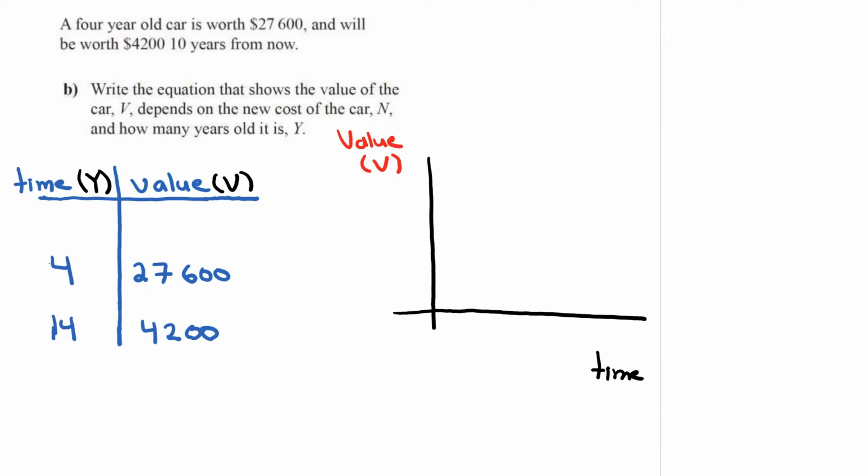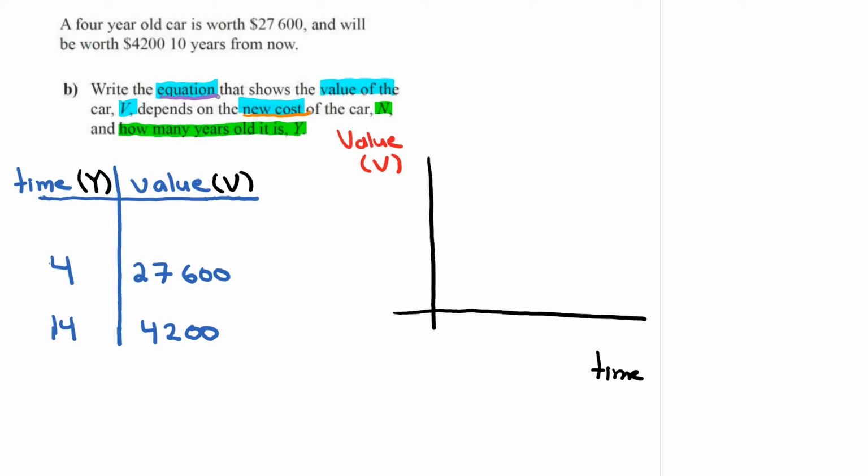For B, I've already recopied the table of values, and I also have a basic grid set up for the graph. For part B, I need to write an equation that shows the value of the car V, and it depends on the new cost of the car. New cost of the car is the keyword, n, so new cost has the value n, and how many years old it is uses the y variable. So we have to write an equation that relates this entire problem.